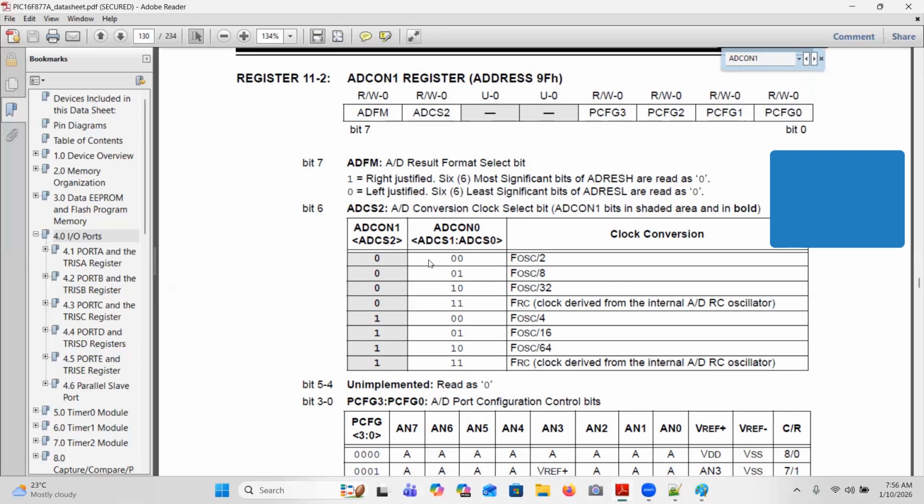If those 2 bits are 0, 0, and you don't touch those bits at all, you will get the total operating frequency of your microcontroller divided by 2. If I am operating my microcontroller clock at 20 megahertz, what is the operating frequency of the ADC? It is 10 megahertz. Understood?